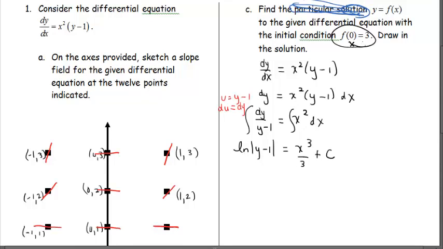This is x, this is y. 3 minus 1, which is 2. x is 0, so c is ln of 2. They want me to put it in y equals format, so bring in an e.